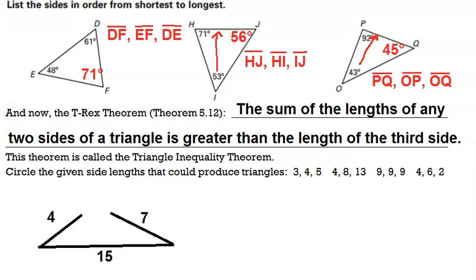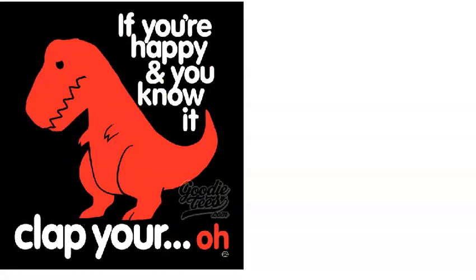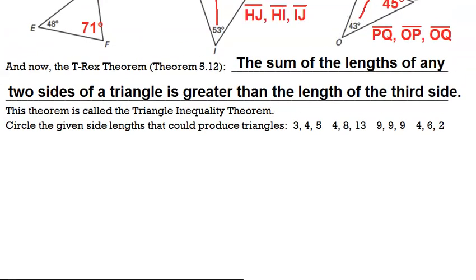I always call this the T-Rex theorem because if you look, here's the cheesy little meme that I found about it. If you're happy and you know it, clap your, because T-Rex, it's got short arms. That's the idea. If your arms are too short, you can't make a triangle. So essentially, if you want this thing to make a triangle, these two have to be greater than the third. So there's a little drawing that you could use to visualize it. We've got the cheesy meme. Let's cut to the chase.